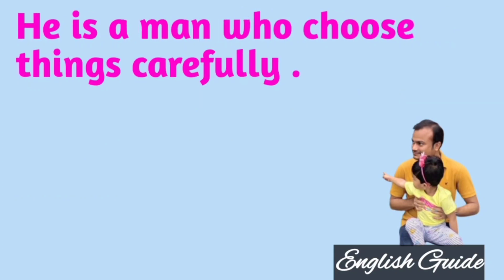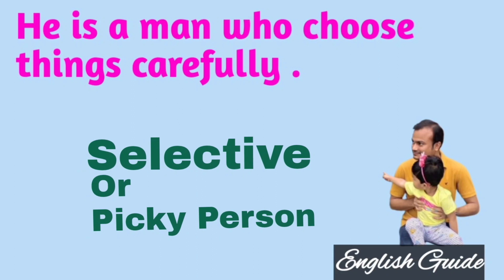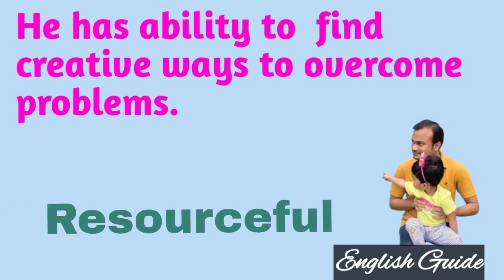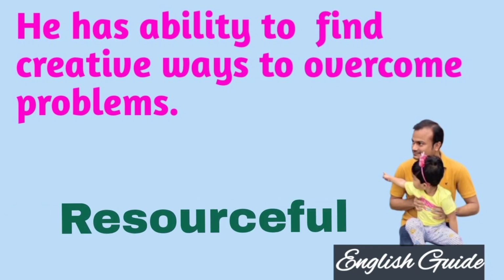Or we might try to say something like, he is a man who chooses things carefully. We will say he is a selective person, or he is a very picky person, right? So we should know the words. Or if you mean to say someone is very able to find creative ways to overcome problems, we will say he is a very resourceful person, right? So these lengthy things we should make shorter.